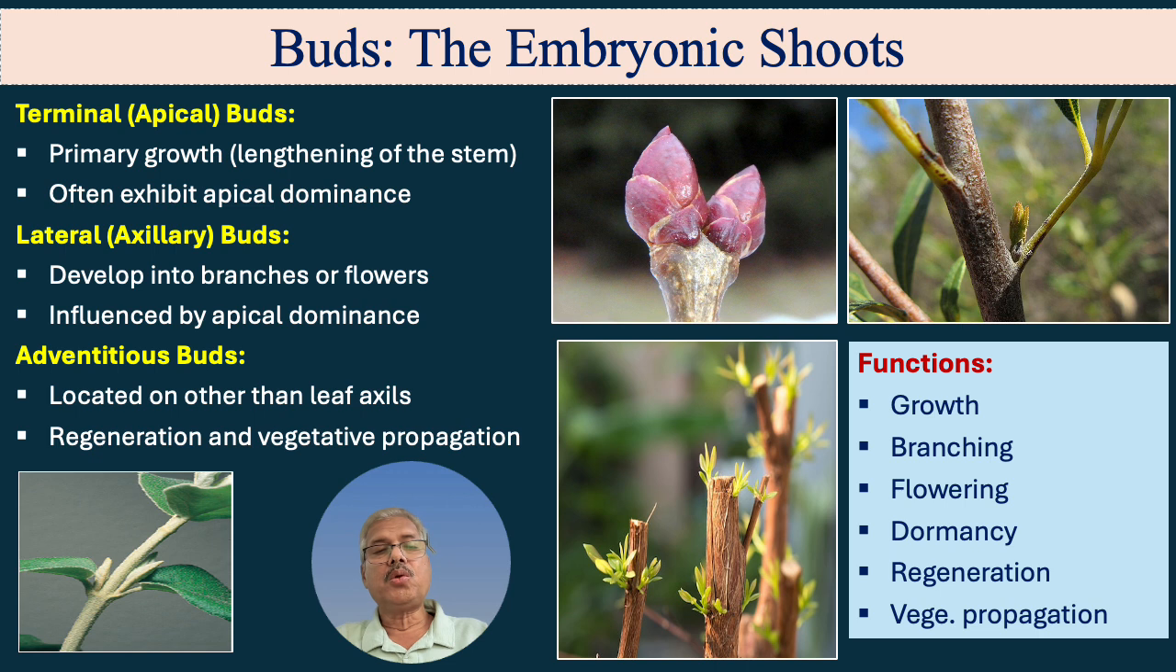The main functions include: the buds allow for the continued growth and development of the plant. The lateral buds give rise to the branches, increasing the plant's overall size and complexity. The floral buds develop into flowers, facilitating sexual reproduction. The buds can enter a dormant stage, allowing the plants to survive unfavorable conditions. Adventitious buds aid in regeneration of damaged tissues. For vegetative propagation, the buds can be used to propagate vegetatively in plants which reproduce asexually.